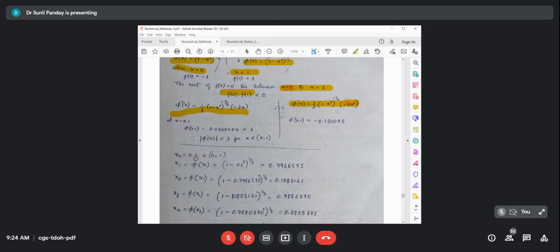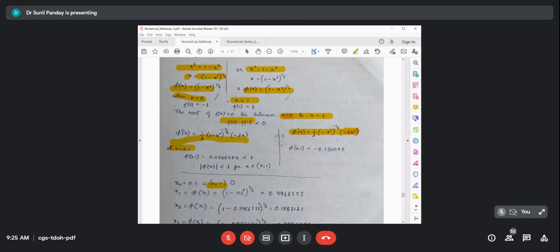So we select our initial guess x naught. We have taken 0 or 0.1 because the root lies between 0 and 1, but you can select x naught as 0.5 also. And then we calculate our phi of x naught.